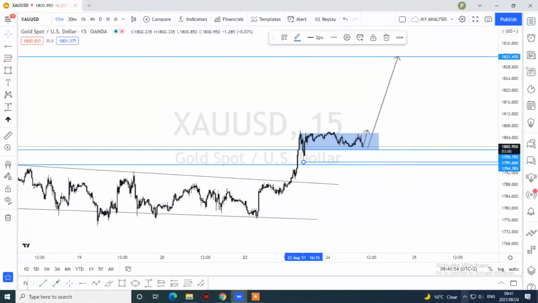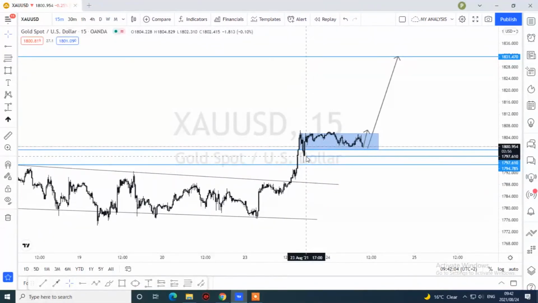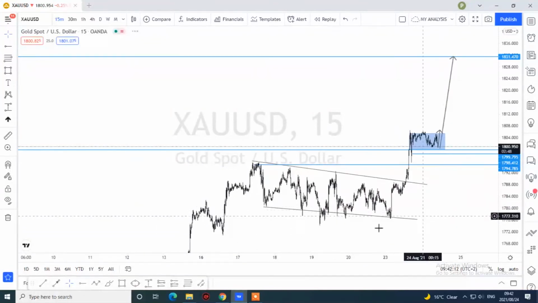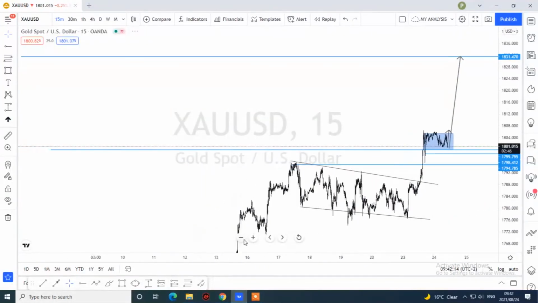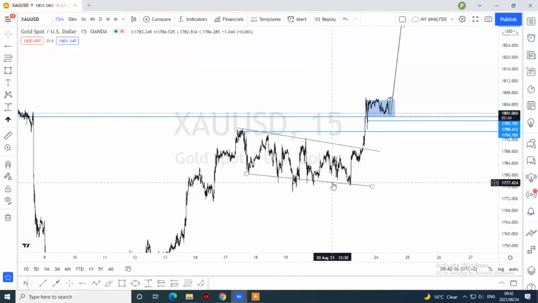You can put your SL here, and then once the market breaks here, you can just take it. Or if it breaks, you can just put your stop loss somewhere here, just below the box, and then let the market continue going up, because that's how I'm seeing gold this week. Nothing more. Gold is going up, guys.